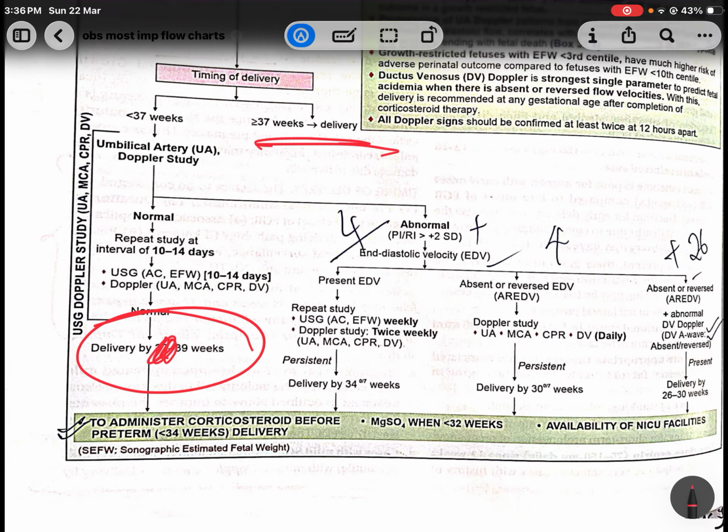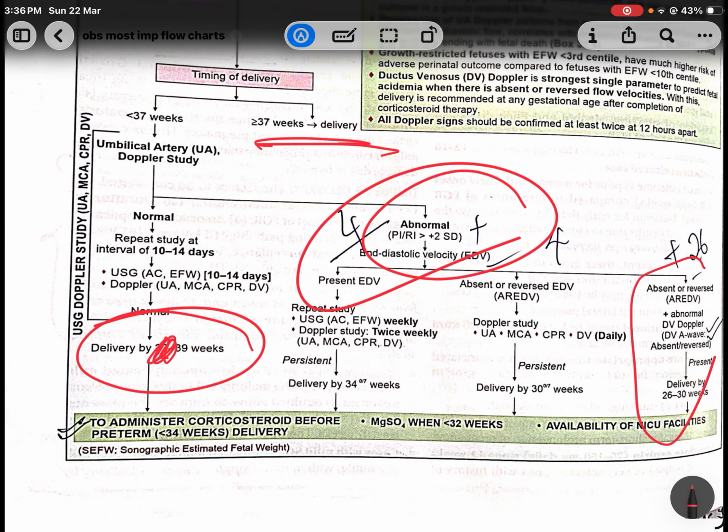Okay, so again, what if it's an abnormal umbilical artery Doppler? This is what it can be based on. Again, you see, if it's an RDV, what do you do? Obviously, you have to deliver as soon as possible. Again, based on how the blood flow is, you are going to deliver the baby accordingly. Okay, so based on that, you will manage it accordingly.